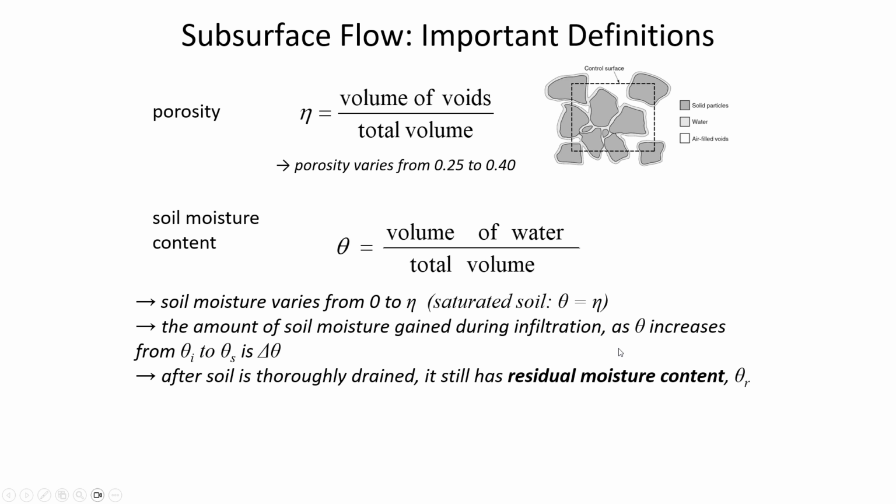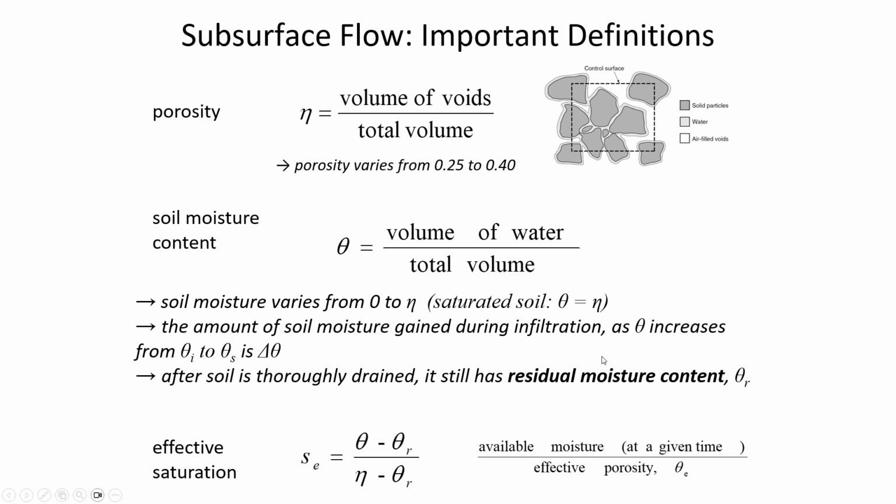That's not that it's been air dried, like the soil's been removed from its original environment, spread out and air dried; that wouldn't be residual. And it certainly doesn't mean that it's been kiln dried or dried in a heater. Residual moisture content is just the moisture in the field after it's drained by gravity.